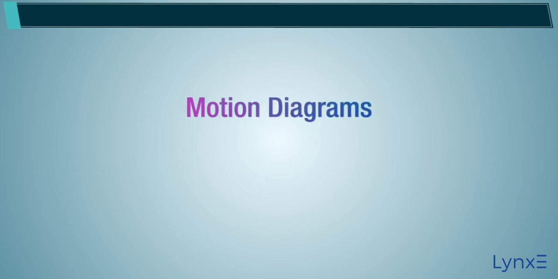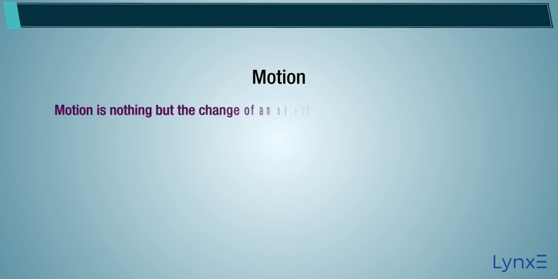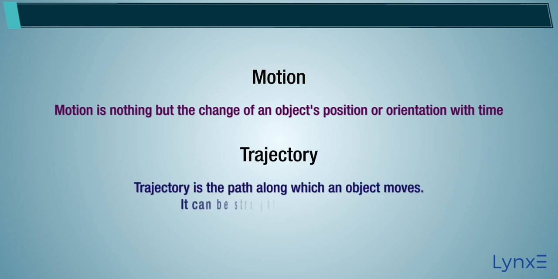Motion diagrams. Motion is nothing but the change of an object's position or orientation with time. Trajectory is the path along which an object moves. It can be straight line or curved line.